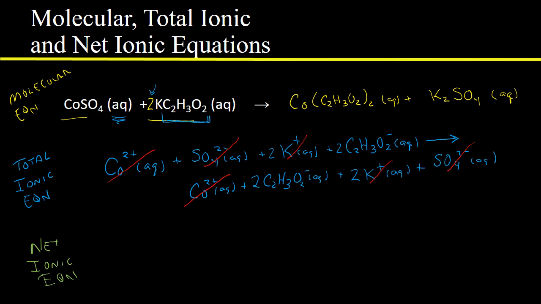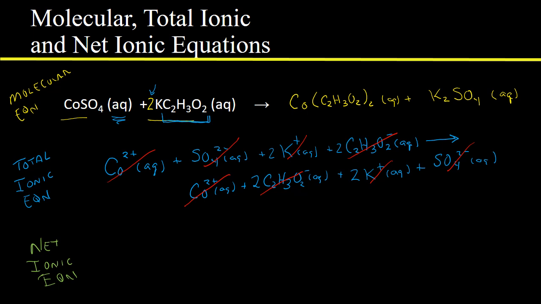Potassium, same on the left and right, that's a spectator. And acetate is the same on the left and right, that's a spectator. Okay. So when we cancel out all the spectators, we've got nothing left, right? Remember, the spectators are the guys that aren't doing anything. The things that are left over are the things that are actually reacting. So by going through this process, we can see that everything is a spectator. That means none of them are actually doing anything.